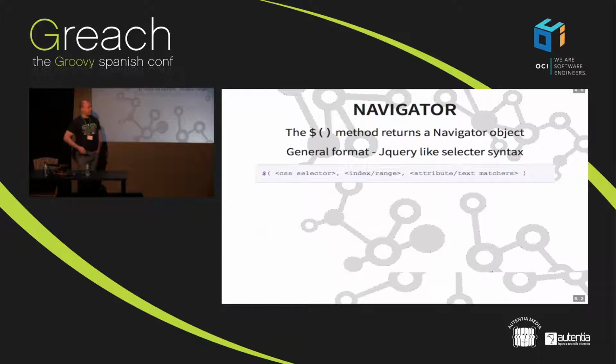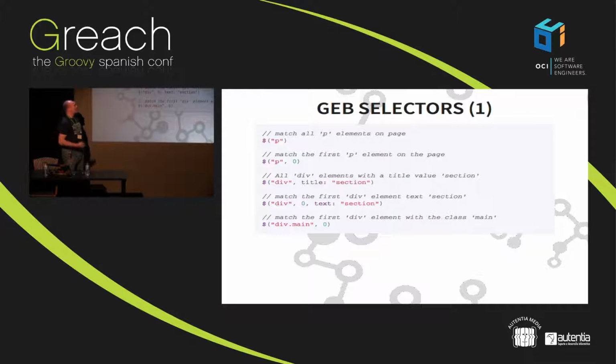So how do we use JEB? JEB uses the navigator method. It's a $ with parentheses, typically with a CSS selector, an optional index and a range, and additional matchers and attribute matches for extracting information.